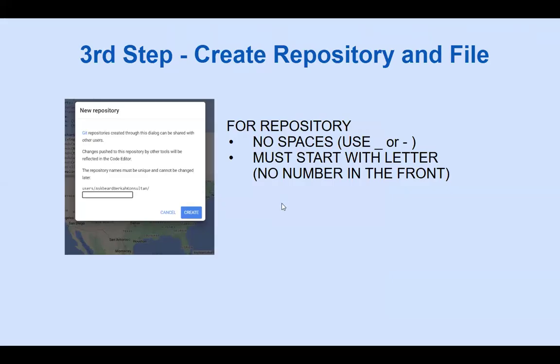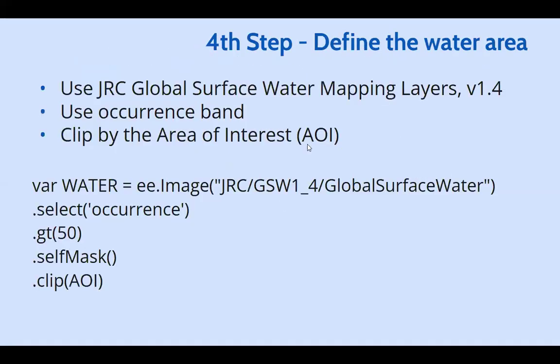After we have an account name, we can create a repository for this analysis. A repository is like a folder, and a file is a script where you write the code for the analysis on Google Earth Engine. Then, after we have the file, the first thing we define is the area of interest. We only choose the water area with the GRC Global Surface Water Mapping layers.